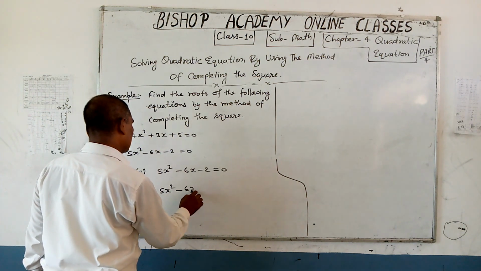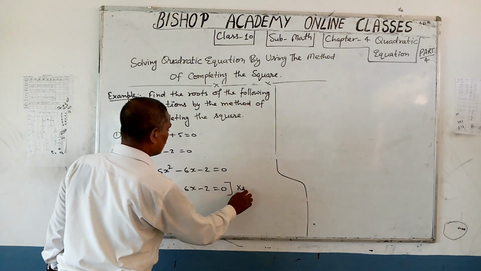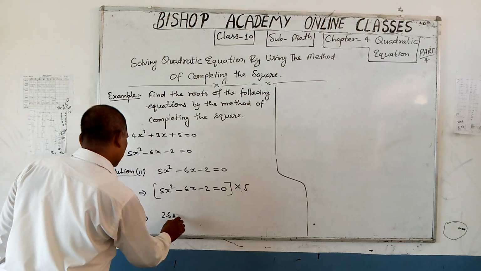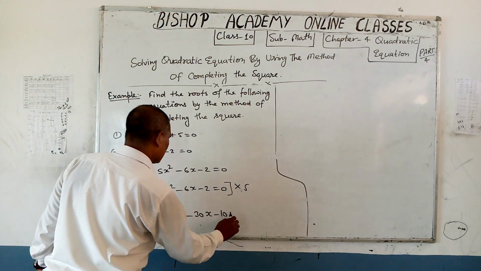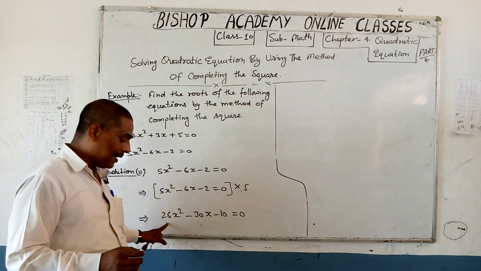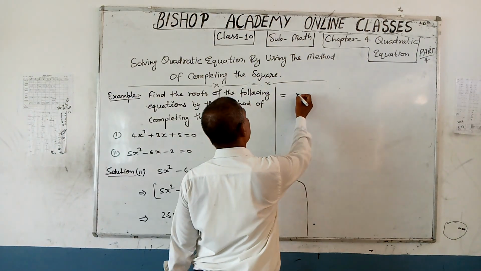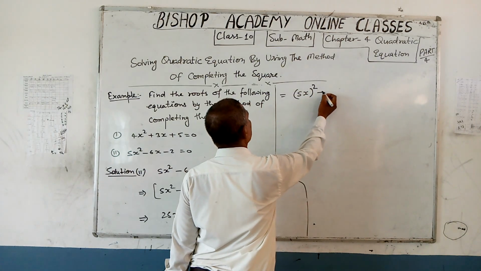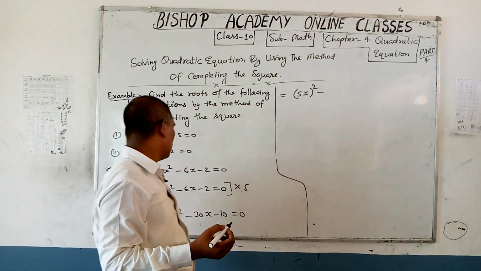5x square minus 6x minus 2 is equal to 0 will be multiplied by 5. So your result is 25x square minus 30x minus 10 is equal to 0. Now see, 25x square is a complete square term, so you can write 25x square as 5x whole square.